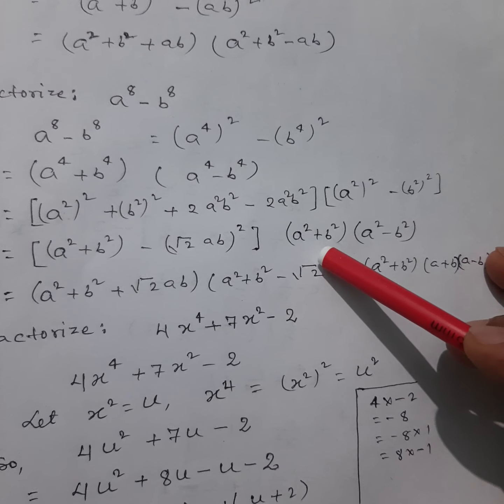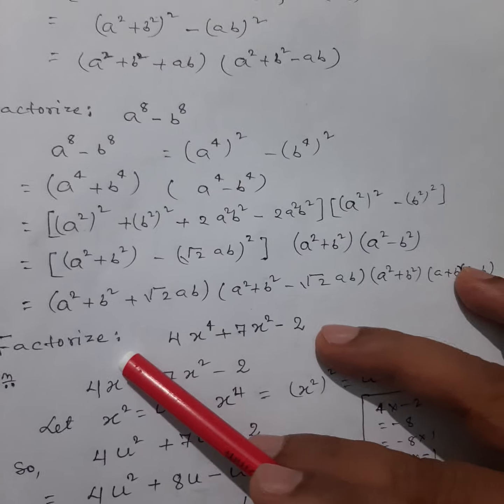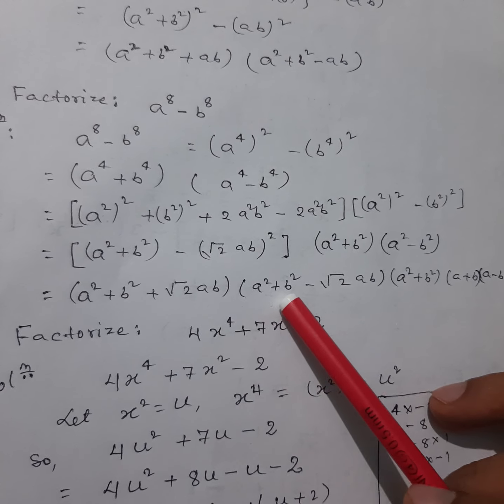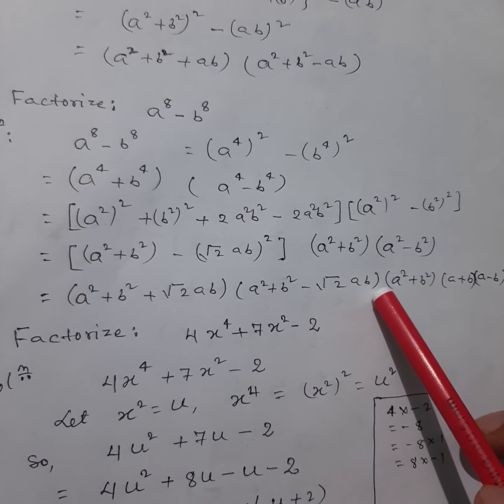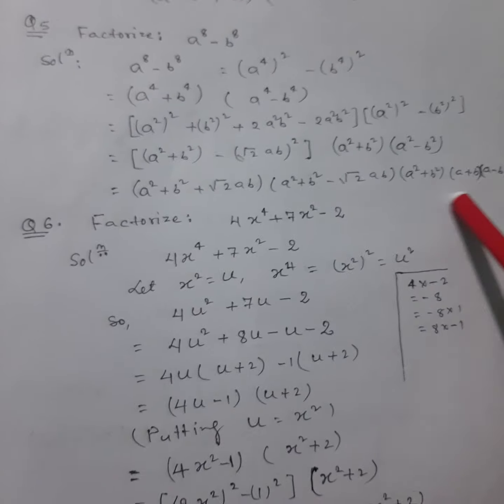And the second factor is (a² + b²)(a² − b²). Here we get (a² + b² + √2ab)(a² + b² − √2ab)(a² + b²)(a + b)(a − b).